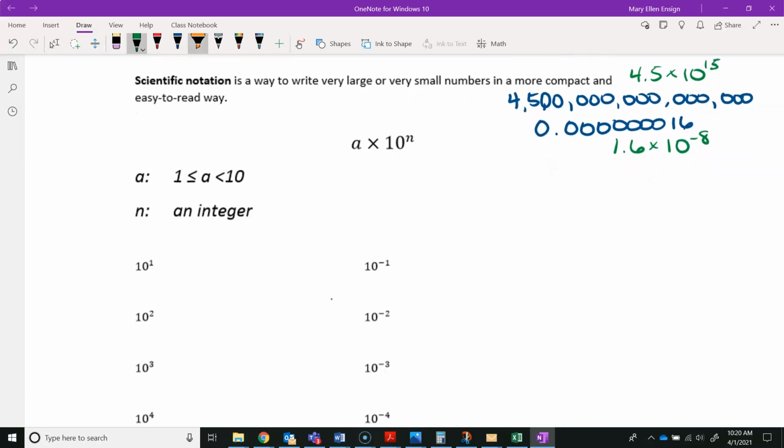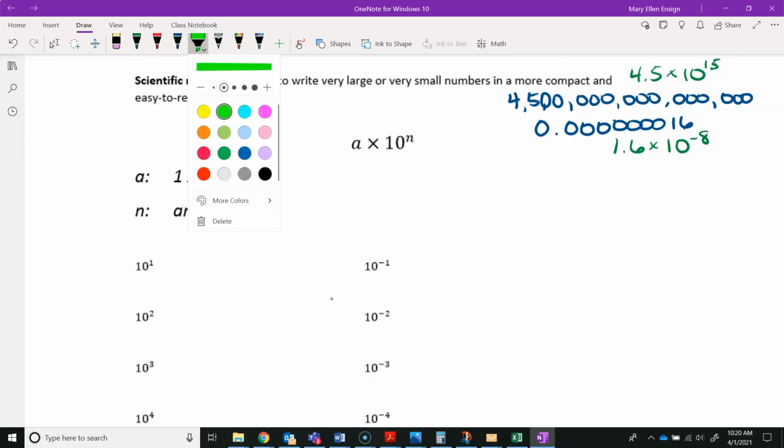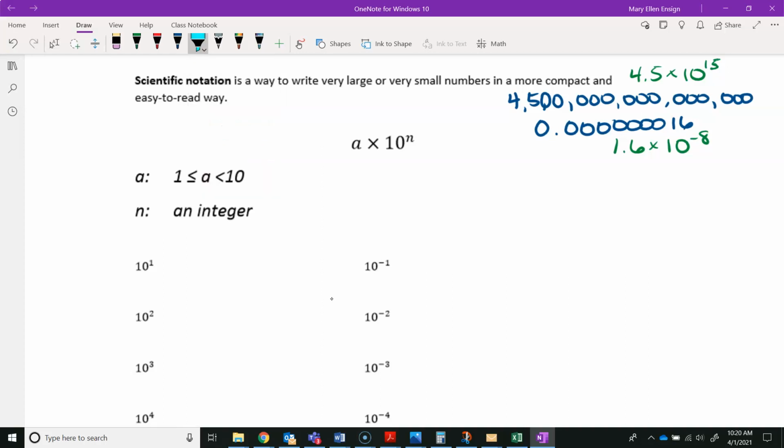So we want to have our numbers, if they're going to be in scientific notation, in this format right here. So a times 10 to the n. A and n are my numbers that I'm going to find. Every scientific notation is going to have that 10 in there. So a is a number between 1 and 10. It can be 1, it can't be 10.